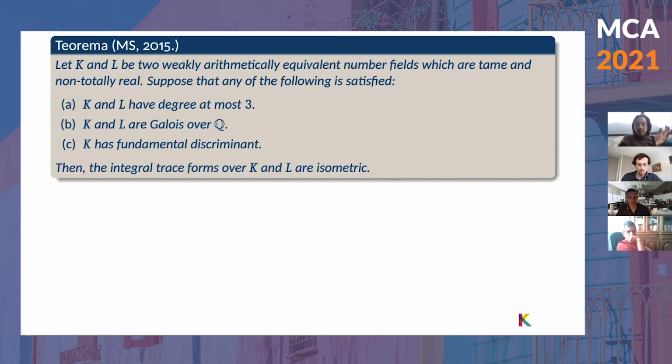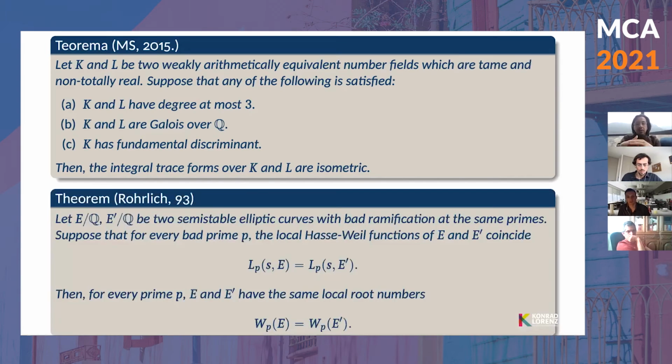Now, this theorem basically is the restatement of the following theorem in terms of elliptic curves. You have two elliptic curves that are semi-stable, that have bad ramification at the same primes, and suppose that the local p factors of the L functions are the same. If that happens, then they will have the same local root numbers. Okay, now I need to explain why this is the same.